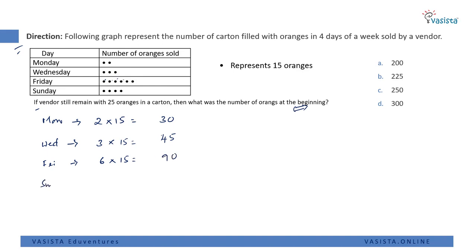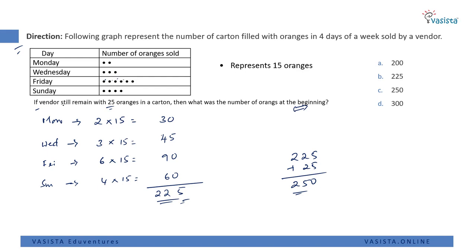And Sunday, which is going to be 4 into 15, that is 15 fours are 60. So let me add it here: 5, so 6 plus 4 is 10, 19, 22, so 225 oranges is what the vendor is able to sell. But again, 25 oranges are still remaining in the carton, so we need to add here 225 plus 25, which is going to be 250.